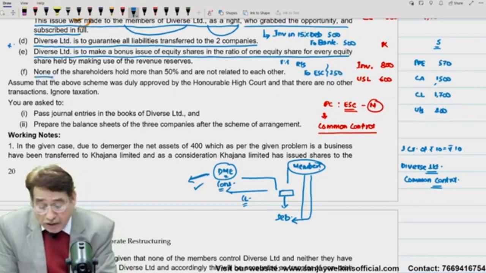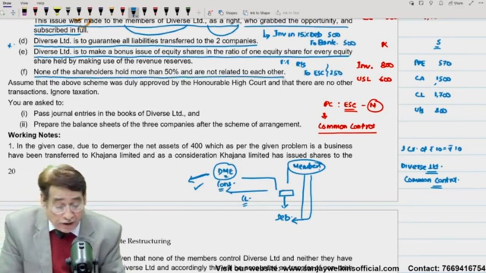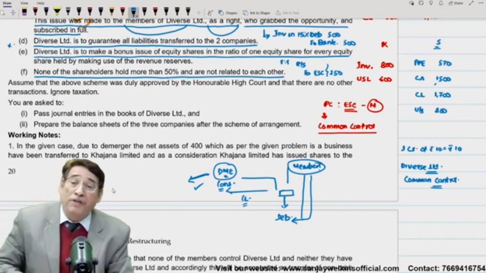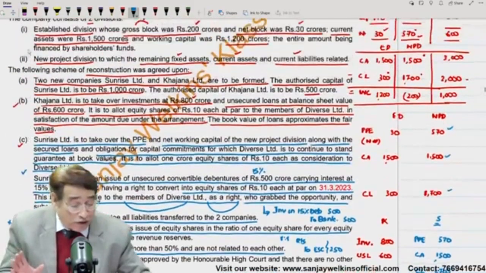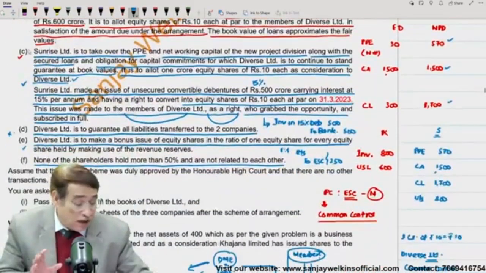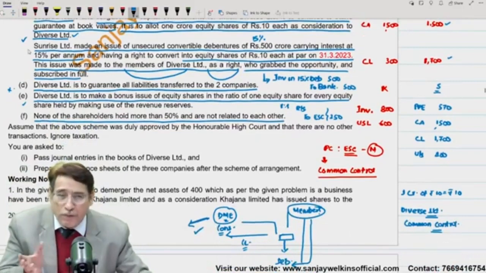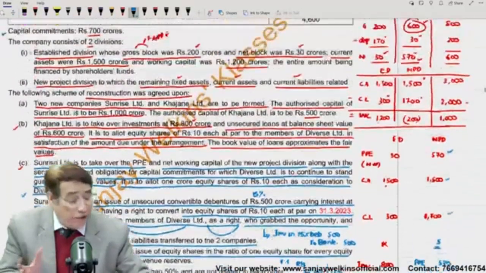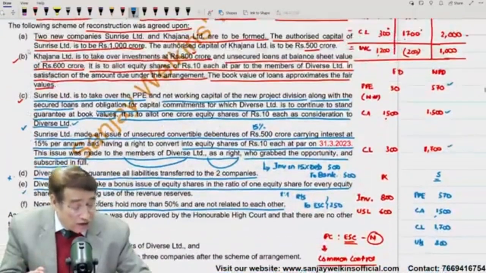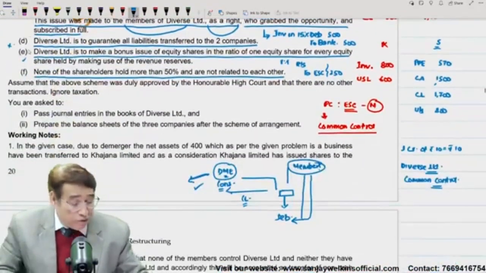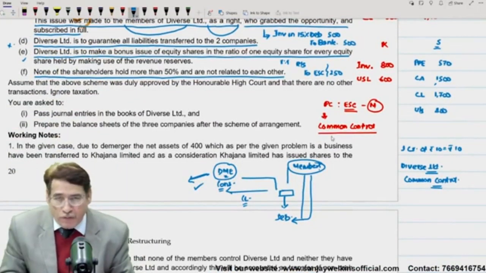Now the question says that none of the shareholders hold more than 50% and are not related to each other. Till up to this particular point, we were under the impression, I was not under that impression, to be very honest with you, but I just want to solve the question from the perspective of a student, correct? Earlier, I told you with respect to ED division, where is ED division? And in between, I also told you somewhere it appears that both the cases are of common control.